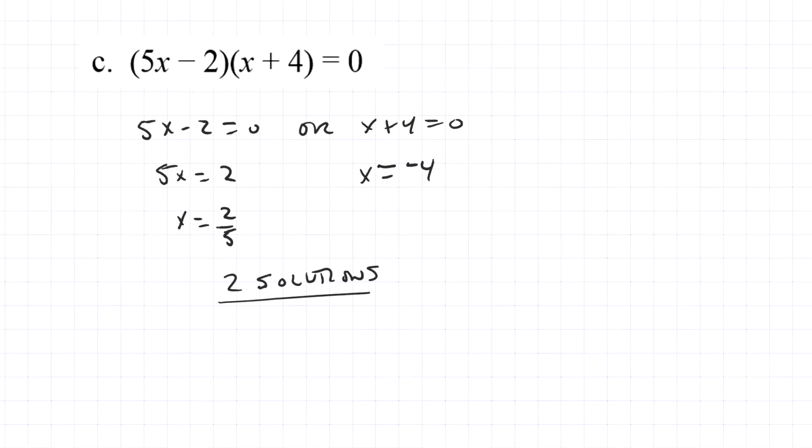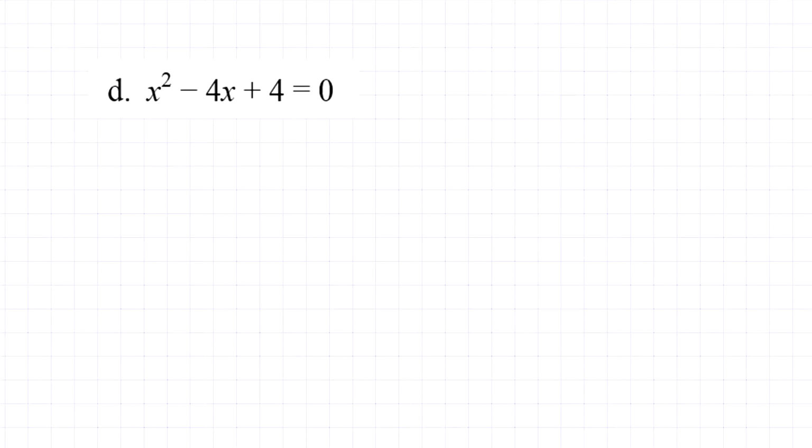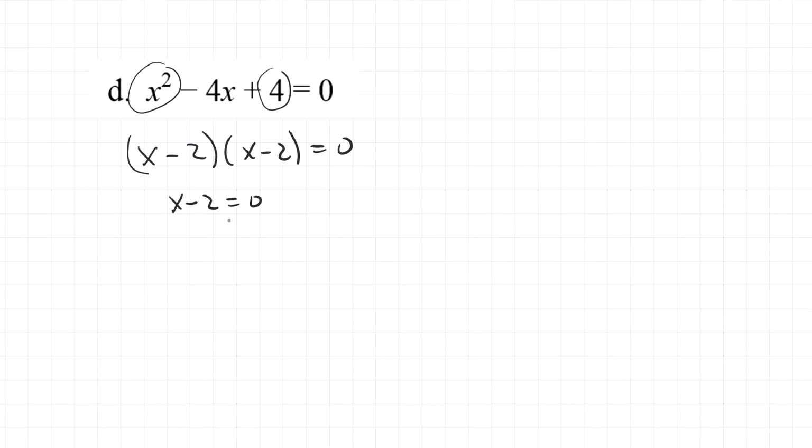And then the last one is x squared minus 4x plus 4. And I think we've got a perfect square, and so I think this factors to x minus 2 times x minus 2 equals 0, because it's a perfect square. And so then when we do x minus 2 equals 0, we get x equals 2. So I get one solution.